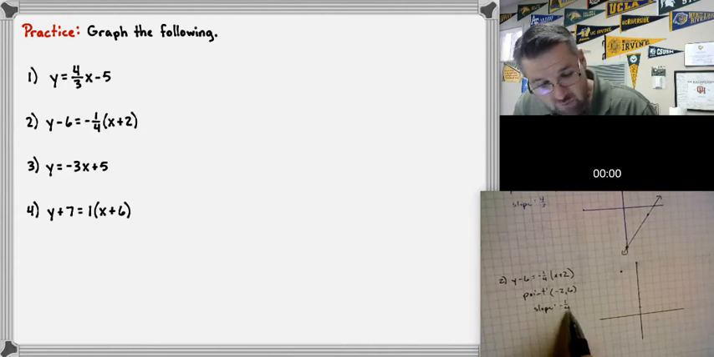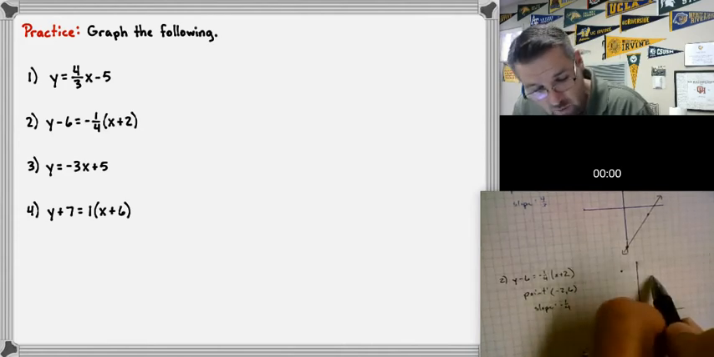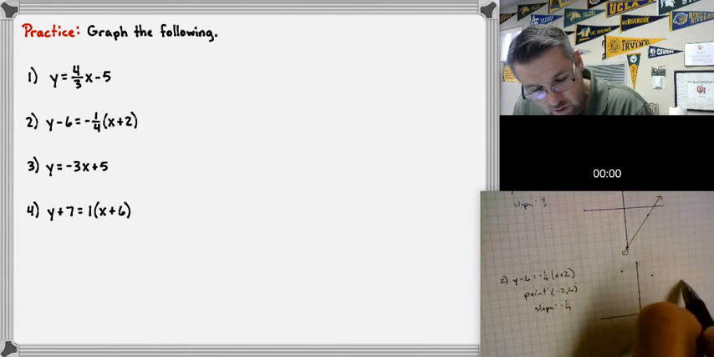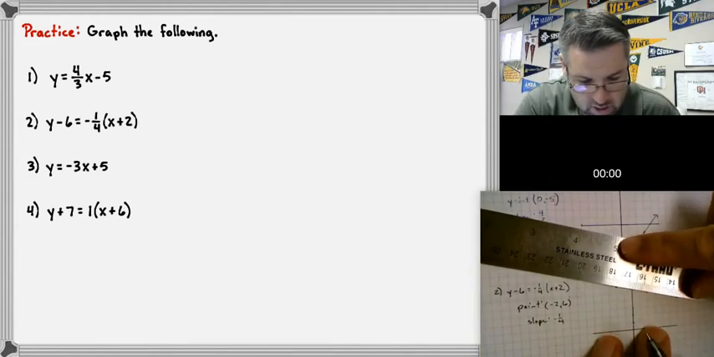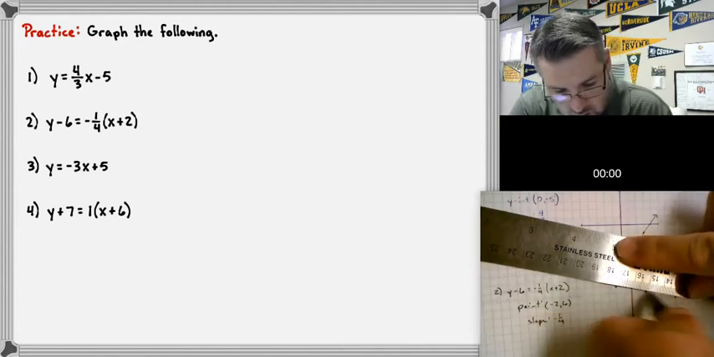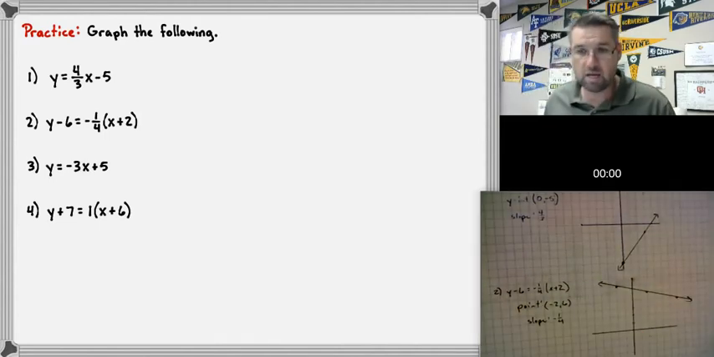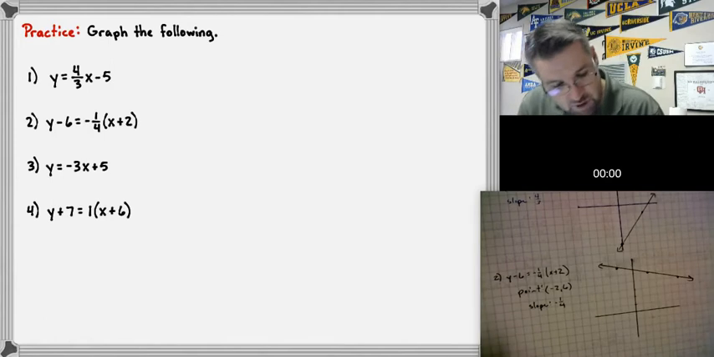The slope is negative 1/4, so I'm going to go down 1 and over 4. And I'll do it again, down 1 and over 4. And you can see the dots. If you connect them, you get your line. And so there is my answer for number 2.